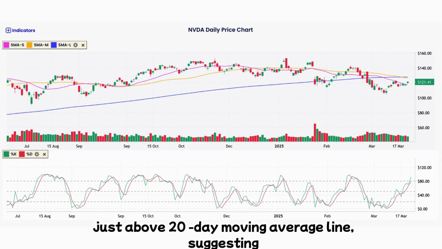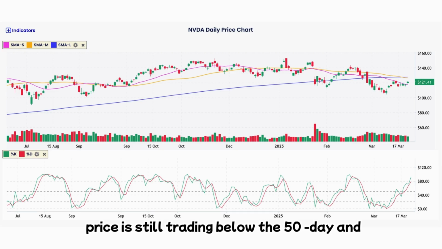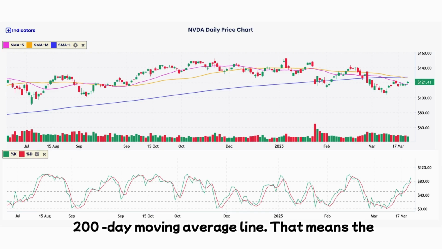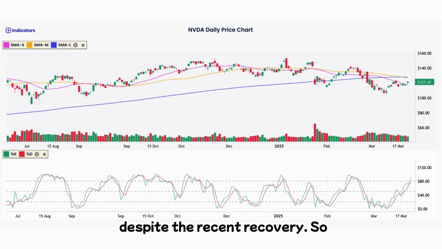$121.40, which sits just above the 20-day moving average line, suggesting a short-term bullish move. However, the price is still trading below the 50-day and 200-day moving average lines. That means the longer-term trend is still under bearish pressure, despite the recent recovery.